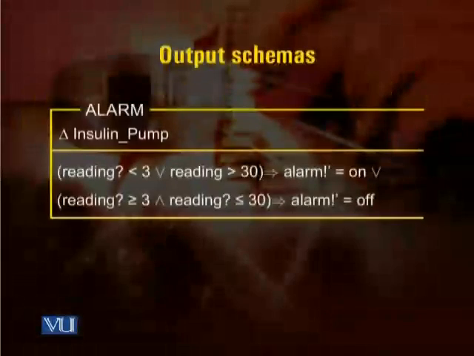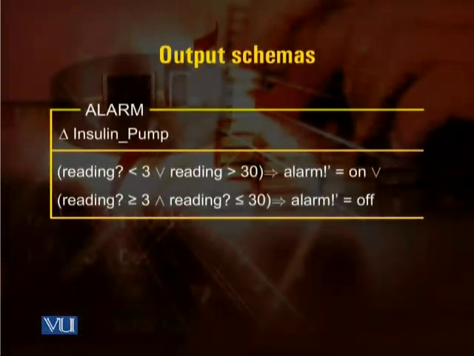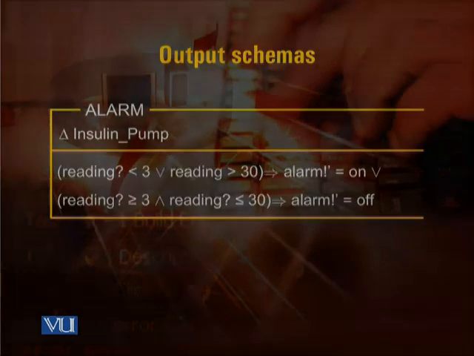Then we have the alarm. The alarm schema once again updates the insulin pump: if reading is less than 3 or reading is greater than 30, alarm is on. Reading is greater than or equal to 3 and less than or equal to 30, alarm is off. Alarm on and off means that when the alarm is on, if it is a buzzer, it will sound. When the alarm is off, there will be no sound. But it could be something else also.